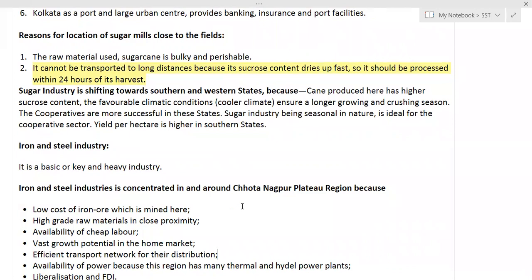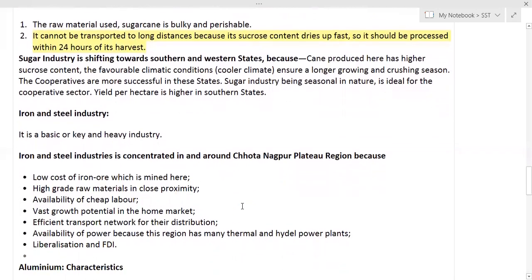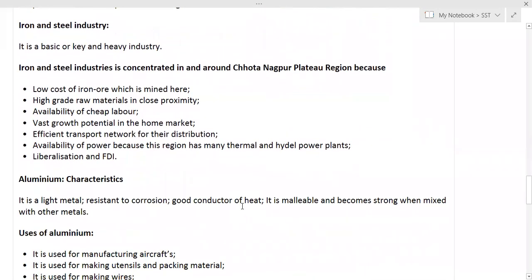Okay, so yield per hectare is higher in southern states. Yield per hectare, meaning production per hectare, is higher. Iron and steel industries are basic, key and heavy industries. They are termed heavy industries. If you have seen my short note videos, you must have seen that. Iron and steel industry is concentrated around the Chota Nagpur Plateau region because low cost iron ore is mined here.